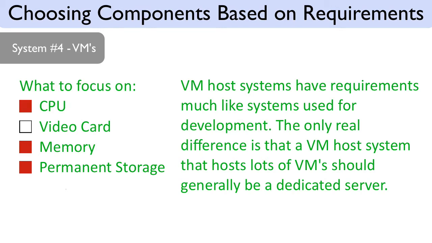Whenever a VM is run, it splits the resources of your computer amongst the VMs that are running. Because of this, VM host systems need lots and lots of CPU processing power, memory, and hard disk speed. What you can skimp on in this case of VMs is video card performance. For the most part, VMs aren't used for gaming or other video type tasks.